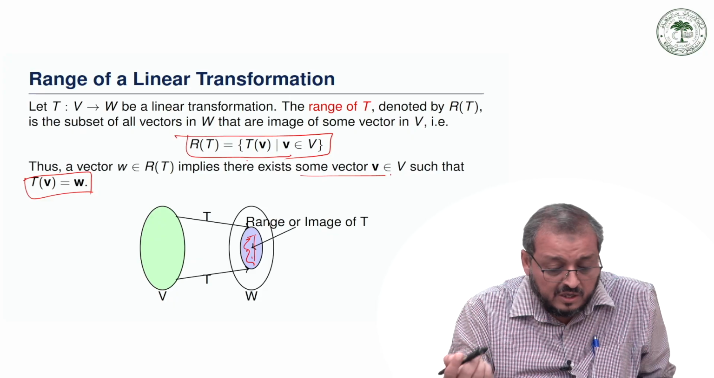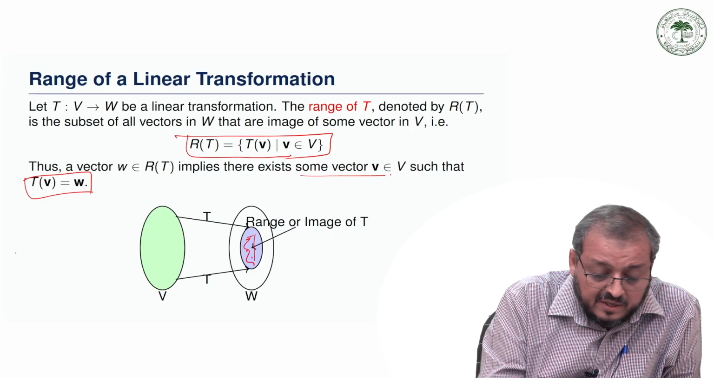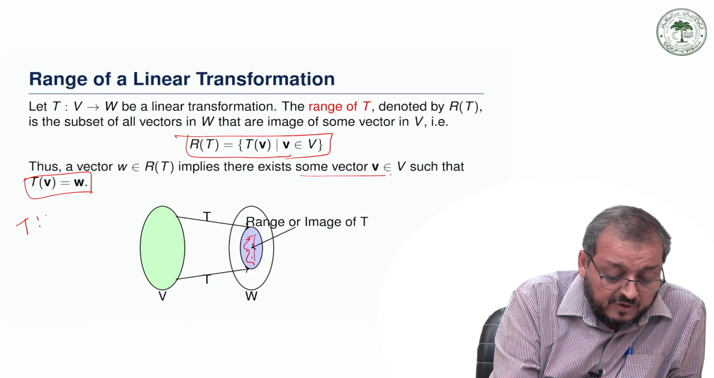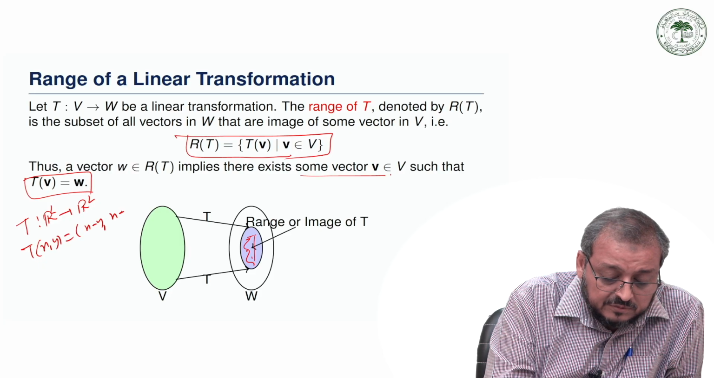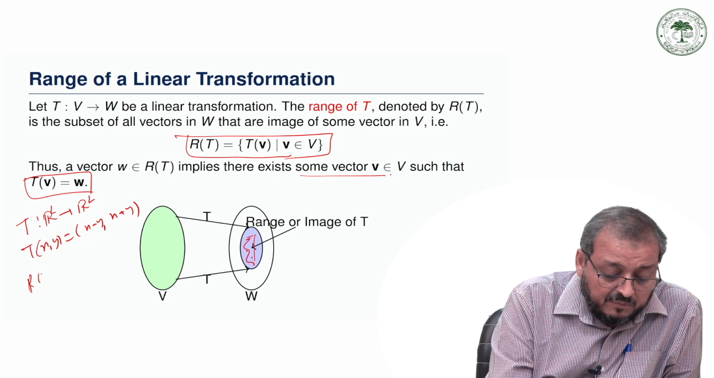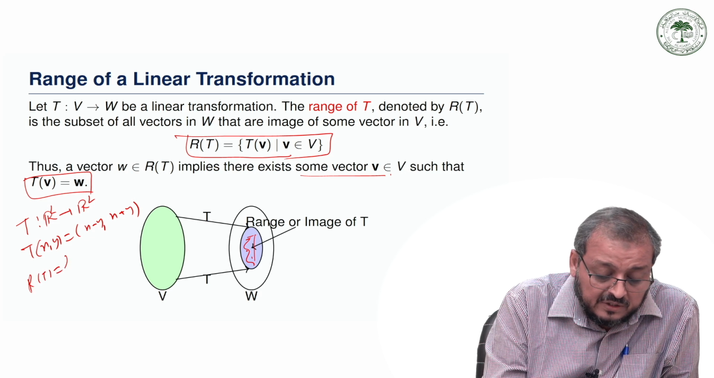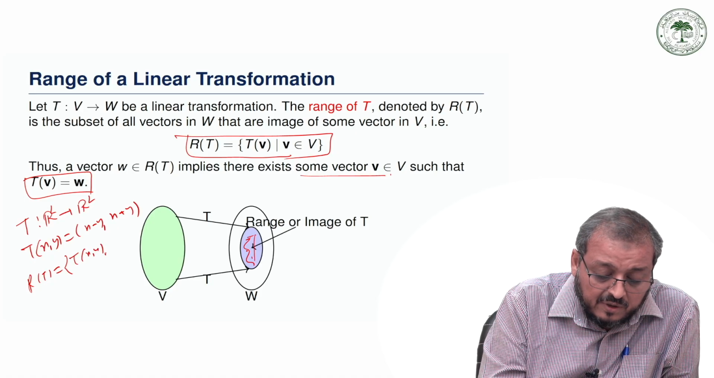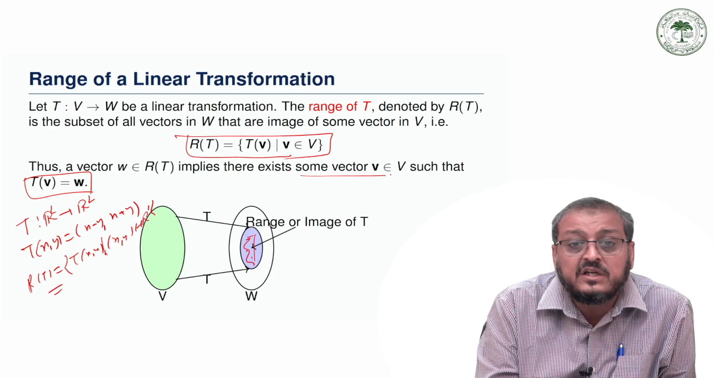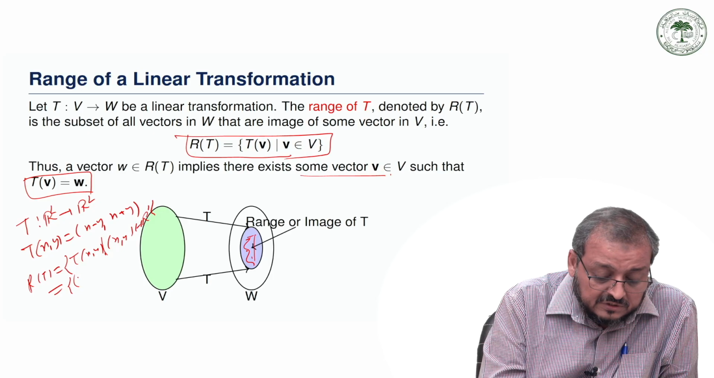For example, take a linear transformation T from R2 to R2, and define T of (x, y) as (x minus y, x plus y). So R(T) is the set of elements of the form T(x, y), where (x, y) is an element of R2, which is (x minus y, x plus y), such that x and y are elements of R.